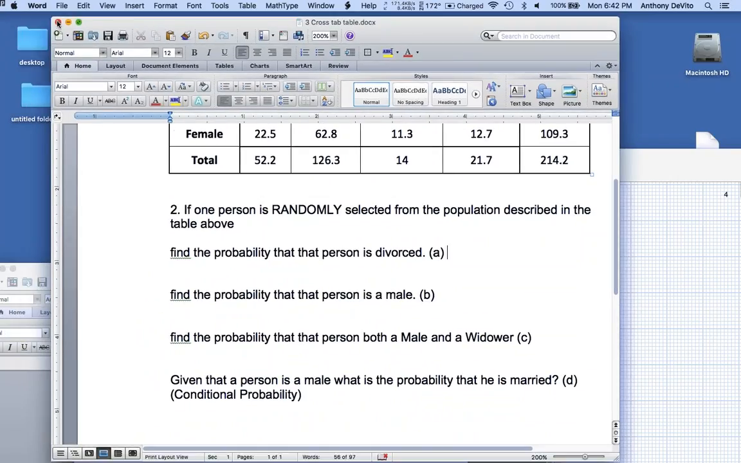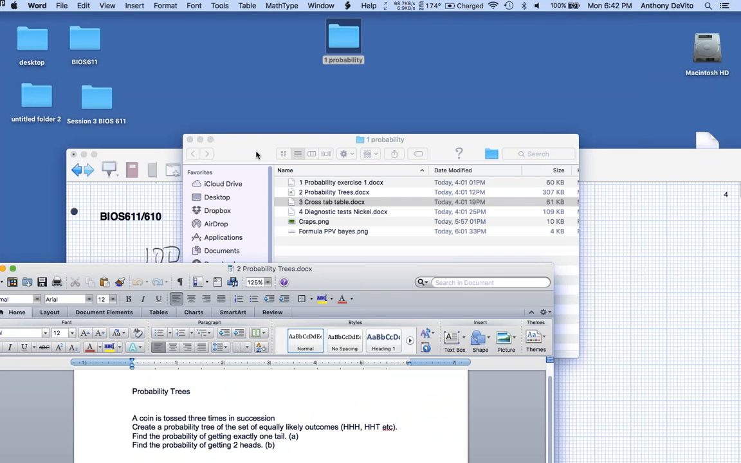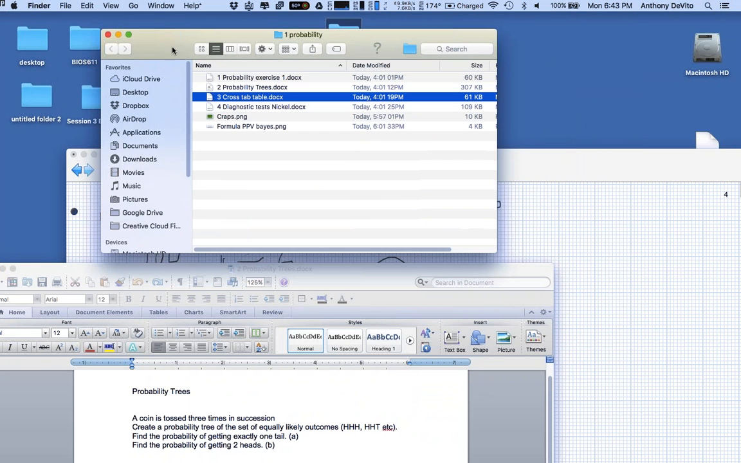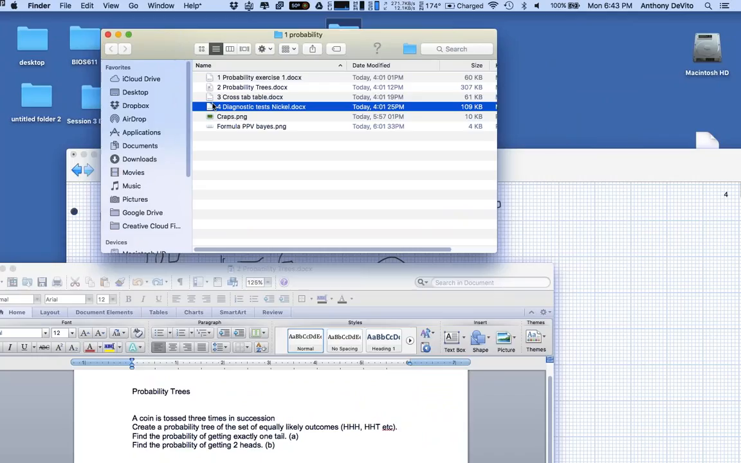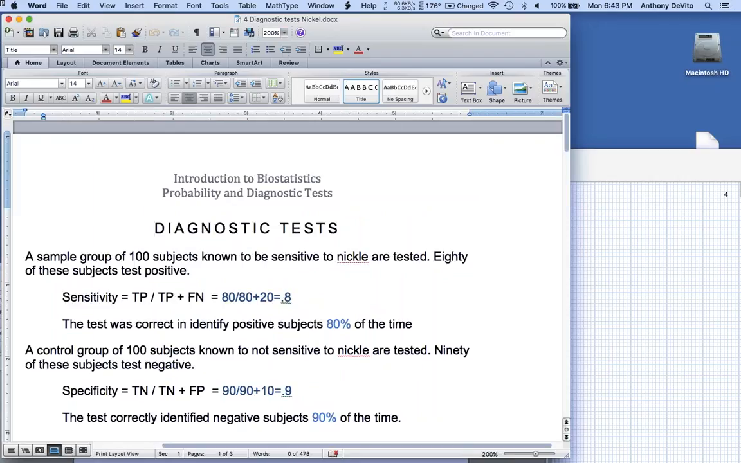Okay, so now let's go back and take a look at our diagnostic tests. Instead of looking at this kind of theoretically, I'm going to actually come up with an example for us. So now imagine this.